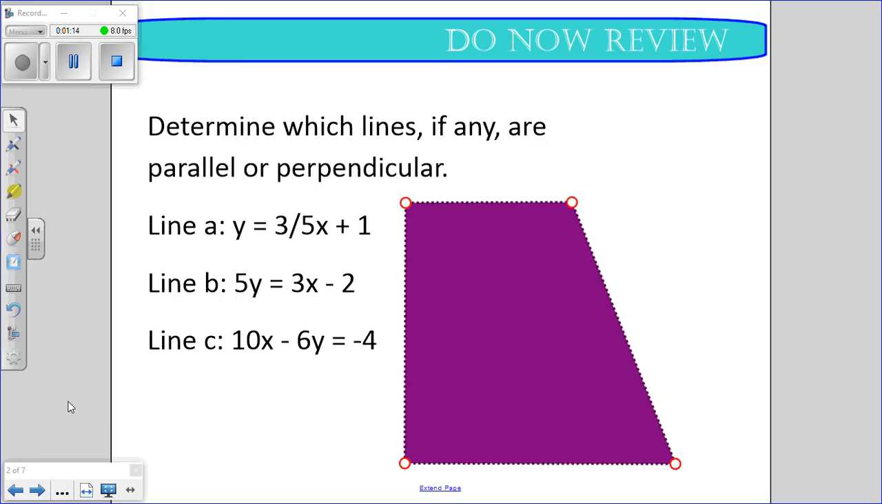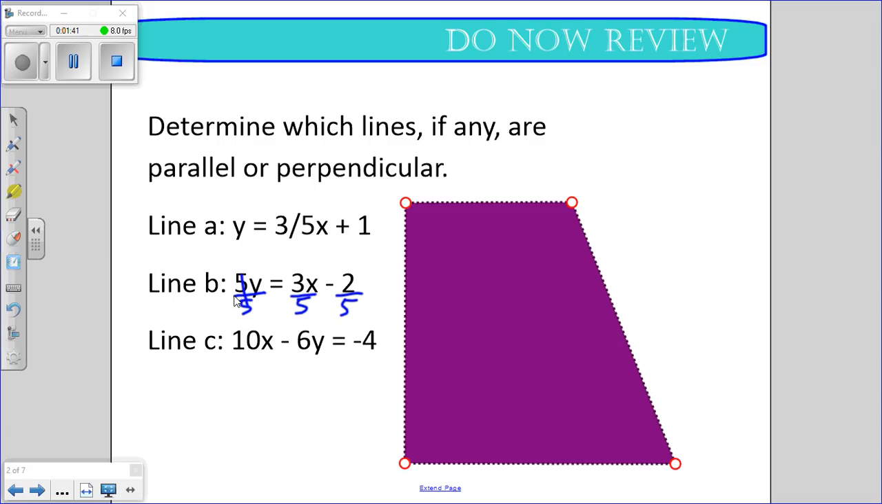So let's make line B into slope-intercept form. First, I'm going to divide this by 5 to get rid of this. When we divide that by 5, we divide both of these by 5. So our slope now becomes 3/5x, and then our b for this equation for line B is negative or minus 2/5.